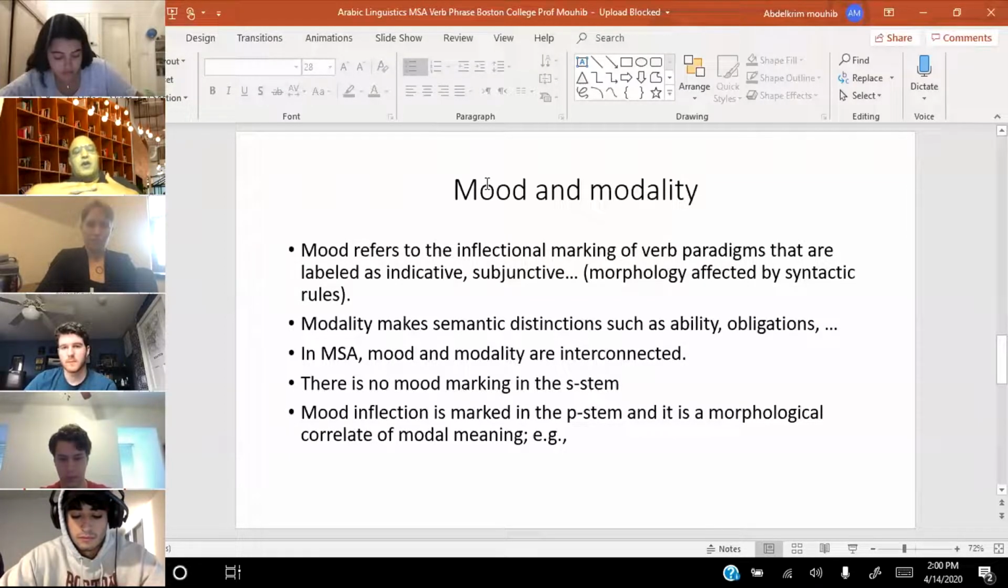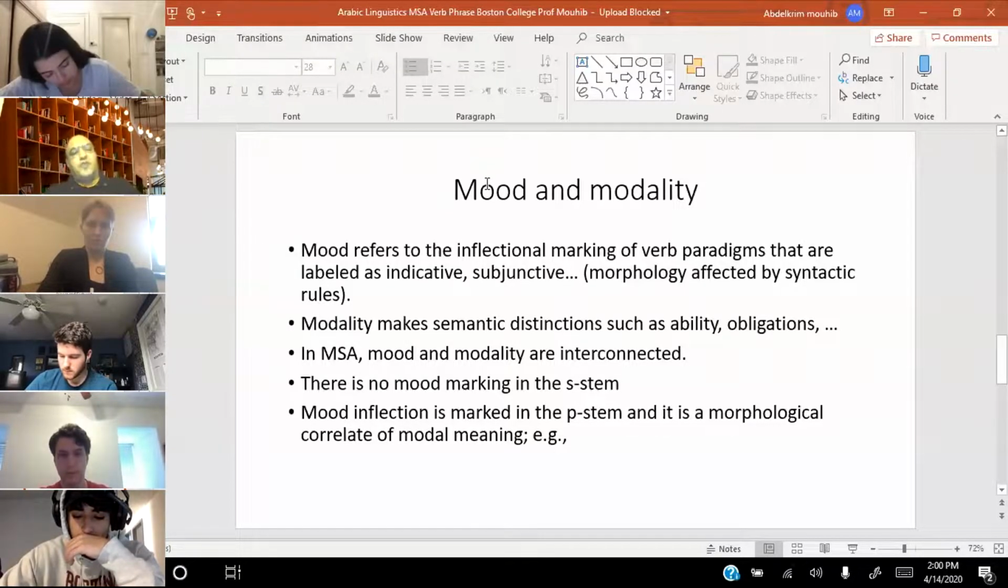Okay, and modality is indicated by modals, right? Modal auxiliaries or modal auxiliary verbs, we call them: must, should, can, can't, might, must, etc. So these are modals. We don't have them in Arabic. Let's see how we express modality in Arabic, okay?